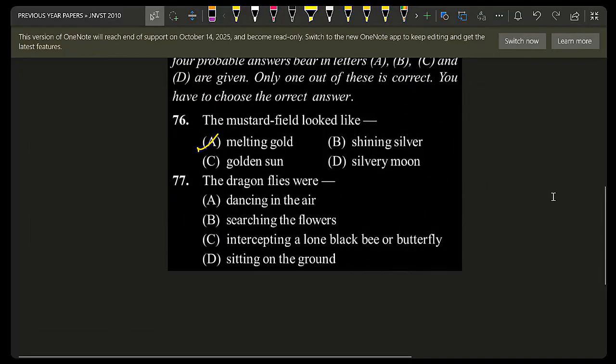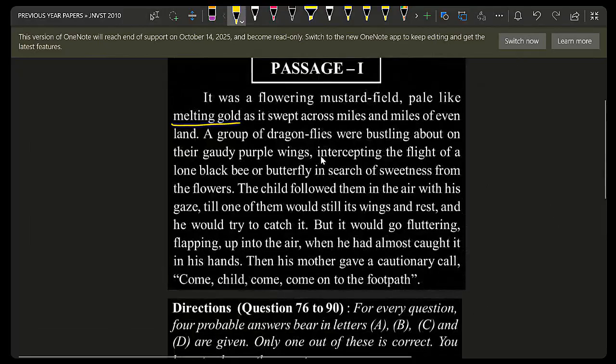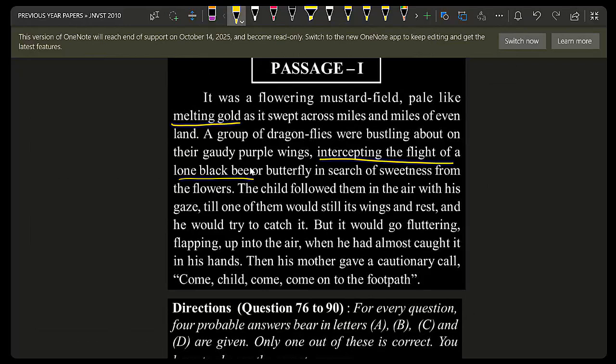77. The dragonflies were dancing in the air. No. Searching the flowers. No. Intercepting a lone black bee or butterfly. Yes. Sitting on the ground. No. So you can see that part: intercepting the flight of a lone black bee, or you can say butterfly, in search of sweetness from the flowers. Next questions, 78 to 80.